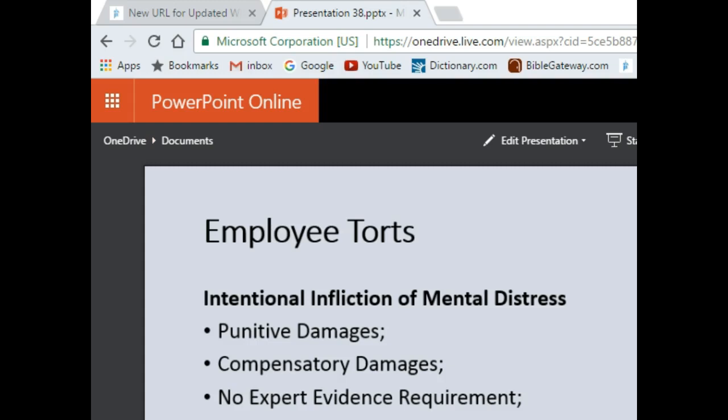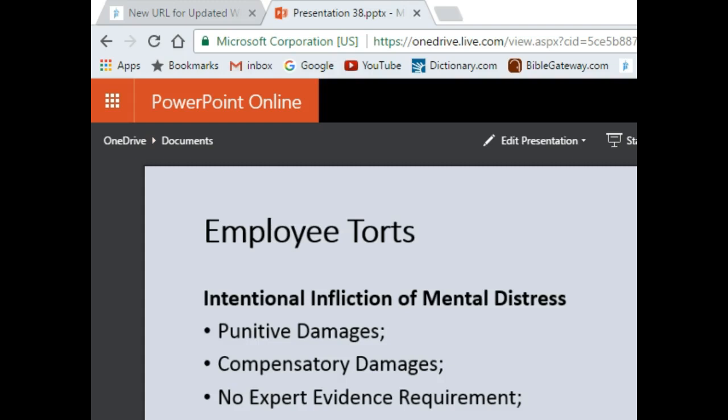Now, interestingly, the courts over the years have ultimately determined that there need not be any type of expert evidence required. In other words, psychologists, psychiatrists, or even other medical healthcare professionals are not necessary to prove the damages that relate to intentional infliction of mental distress. Lay testimony, non-expert testimony, has been recognized and is available to prove damages.